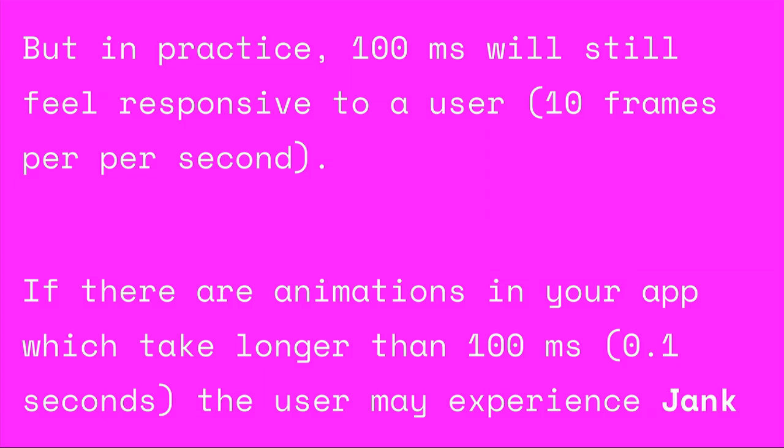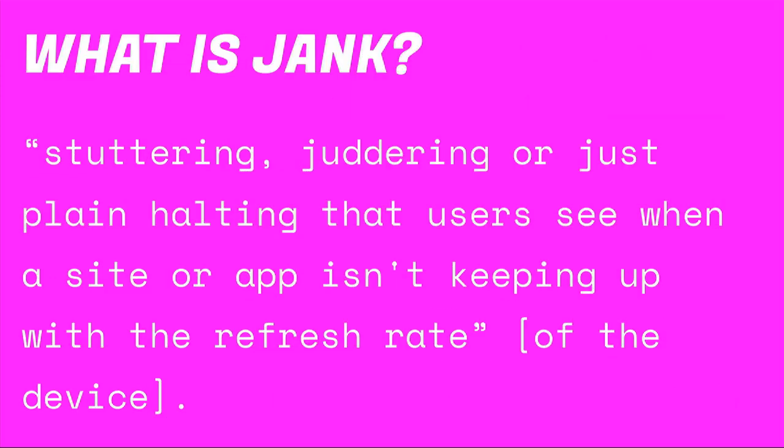But the thing is, if you've got animations that take longer than every 100 milliseconds, then your user might experience jank. What is jank? Jank is stuttering, juddering, or just plain halting that users see when a site or app isn't keeping up with the refresh rate of the device, of the browser. That's according to jank.com.